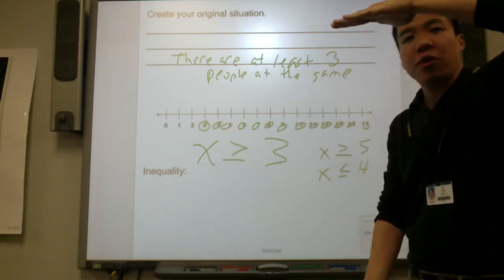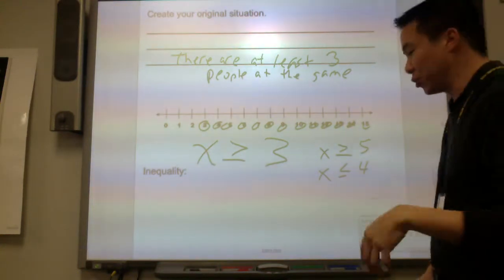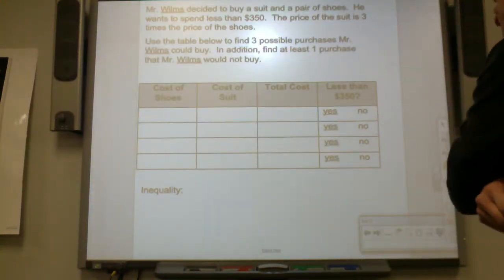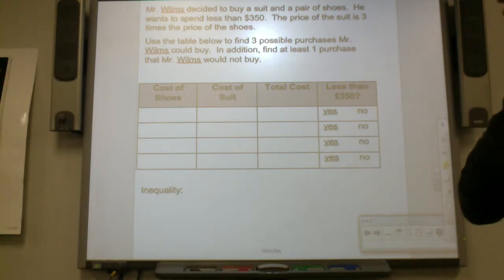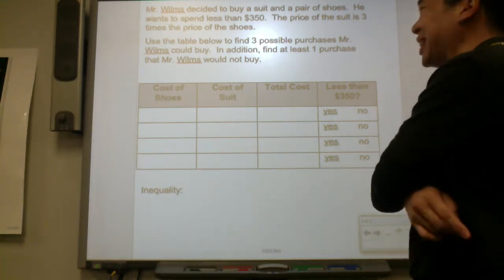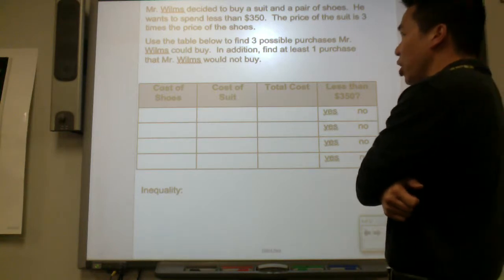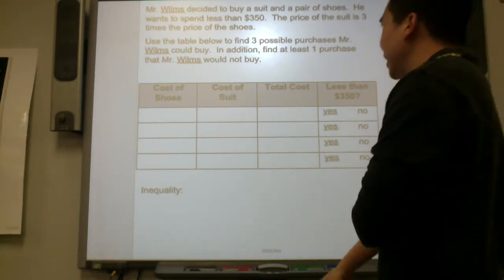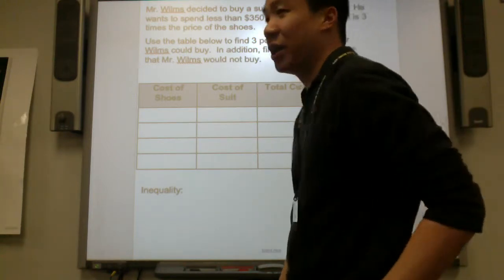So what are the numbers below it? 3, 2, 1, 0, negative 1, negative 2. So Mr. Williams decided to buy a suit and a pair of shoes. He wants to spend less than $350. The price of the suit is 3 times the price of the shoe. Use the table to find 3 possible purchases Mr. Williams could buy. In addition, find at least one purchase that he would not buy.